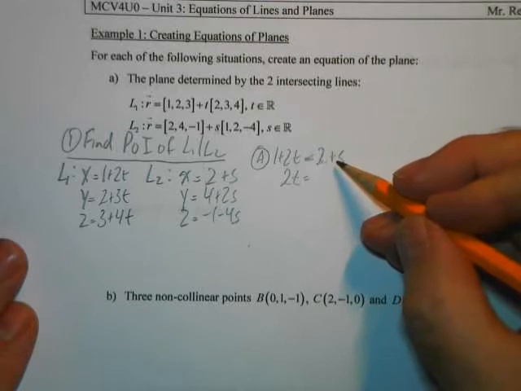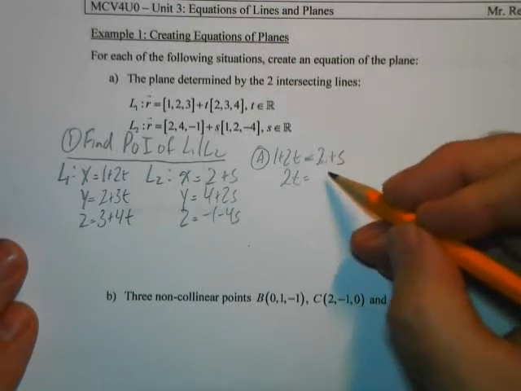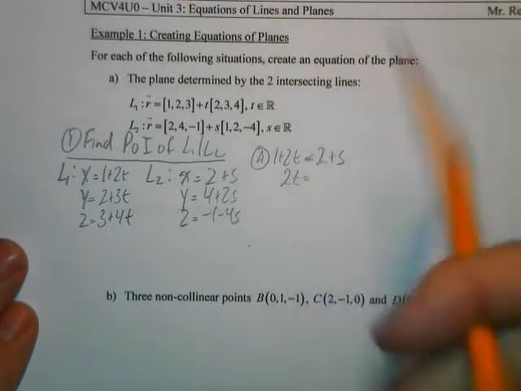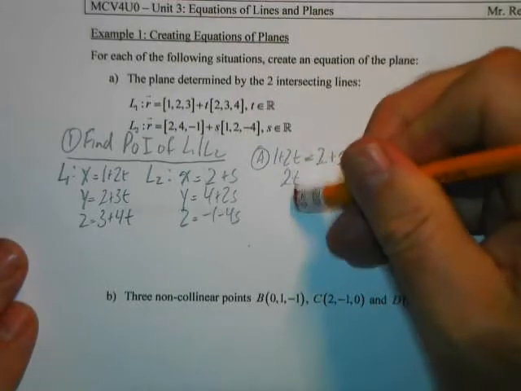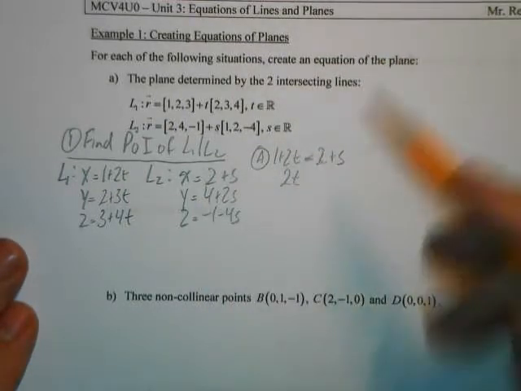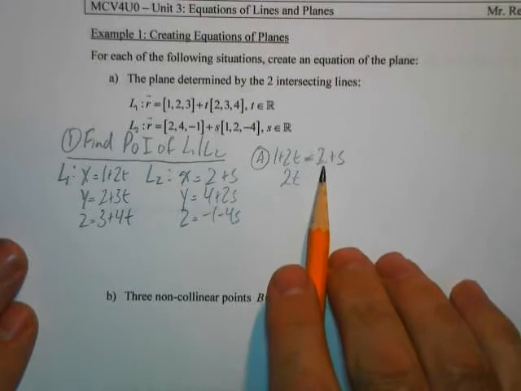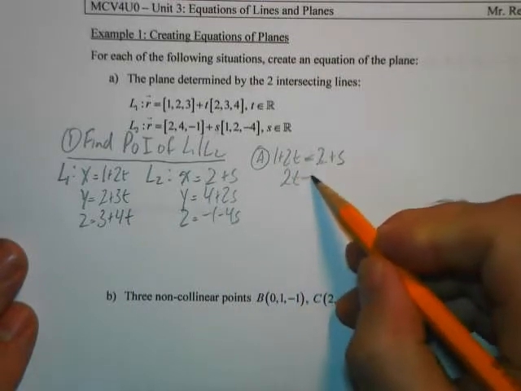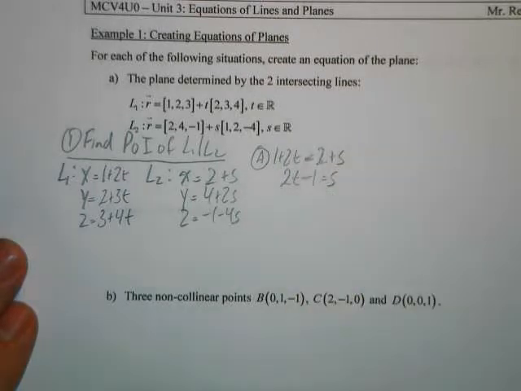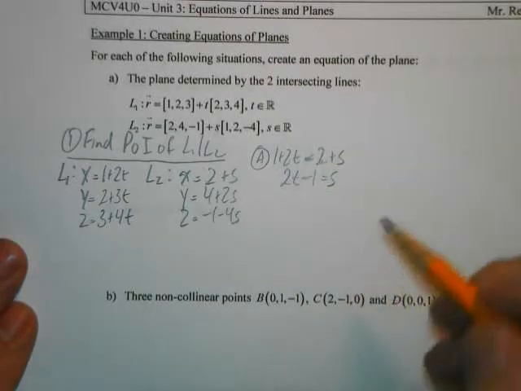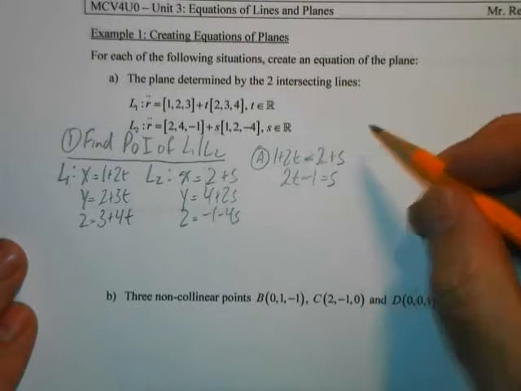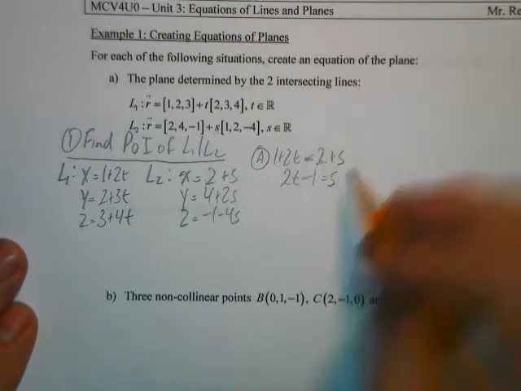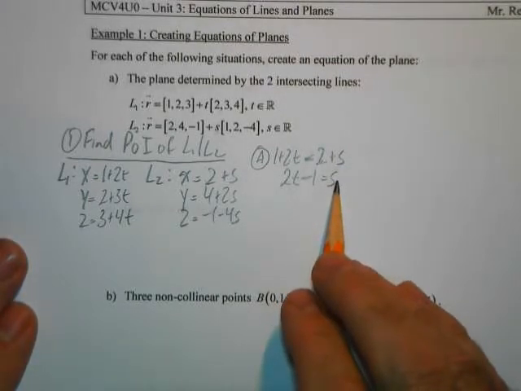I'm trying to get s by itself. So what I'm going to do is subtract 2 from both sides. So 2t minus 1 is equal to s. And we'll leave it there for now. So I basically got an equation that isolates s in terms of t.